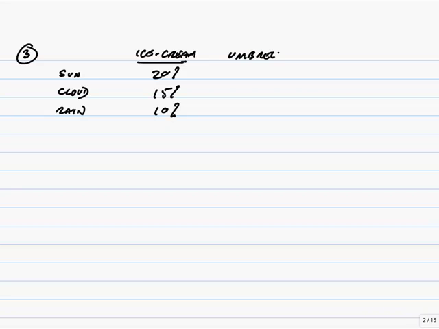That we're saying the return depends on the weather. So depending on whether it's sunny, cloudy, or rainy, if we invest in ice cream, the return will be 20%, 15%, or 10%. On the other hand, if we invest in umbrellas, we sell fewer if it's sunny and more if it's rainy, so perhaps the returns will be 10, 15, and 20. The probabilities, a third, a third, a third.